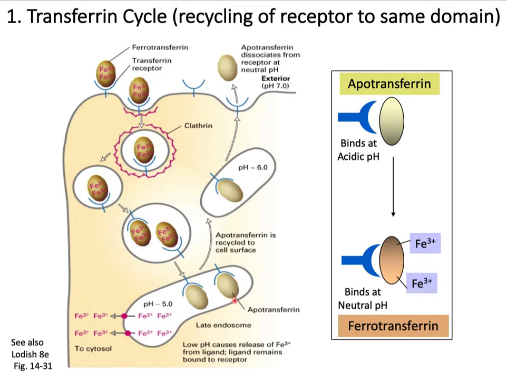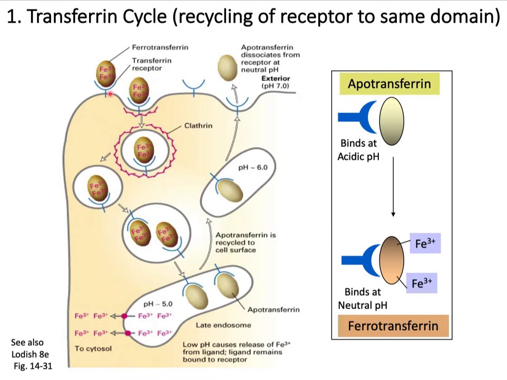So in an acidic environment right here, the apotransferrin binds very tightly to the receptor, but not in a neutral environment. And the opposite is true for the ferrotransferrin. Ferrotransferrin binds very tightly to the receptor at neutral pH, but not very well in the acidic pH. Okay, let's go through this pathway.